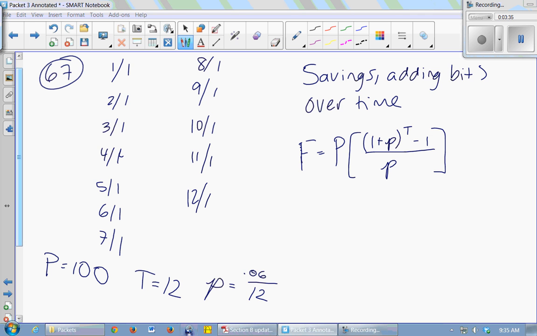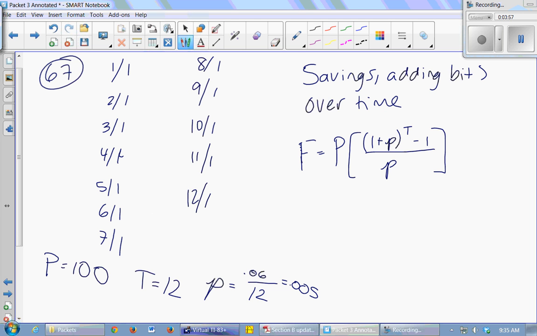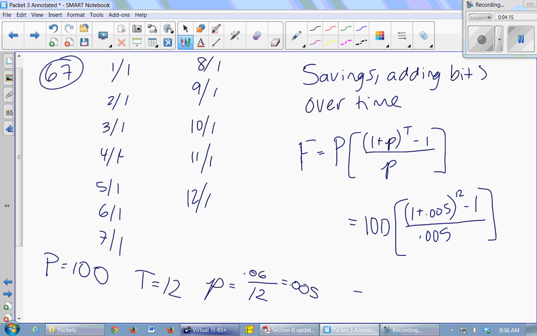So maybe I'll get a number for that. 0.06 divided by 12. It's got to be 0.005, something like that. Just double check. 0.06 divided by 12 is 0.005. All right, so I've got all the information I need to plug into this formula. So I'm going to replace capital P with a 100. And then I just carefully type this all into my calculator following the order of operations.